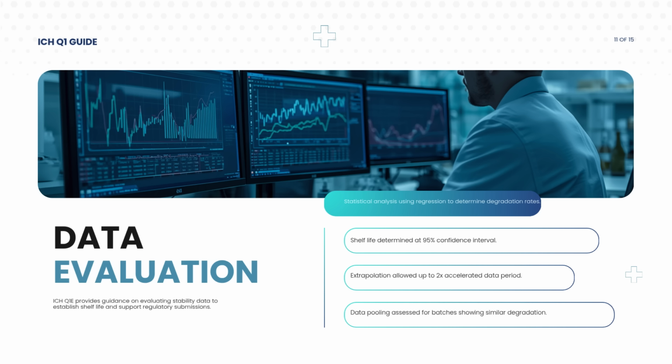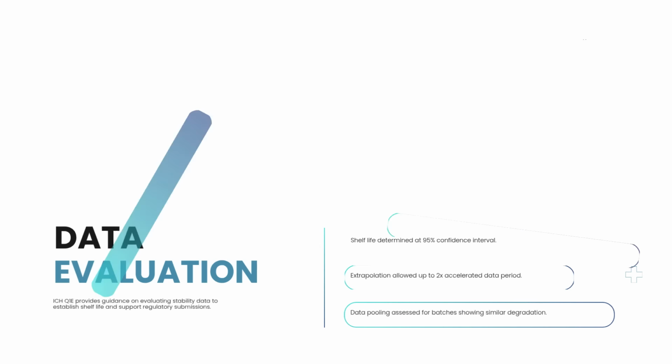Finally, determining the shelf life at a 95% confidence interval ensures the proposed shelf life is statistically robust. We also assess data pooling for batches that show similar degradation patterns, which can streamline our evaluation process. So remember, the goal is to make confident data driven decisions that support the safety and efficacy of the drug product throughout its shelf life.